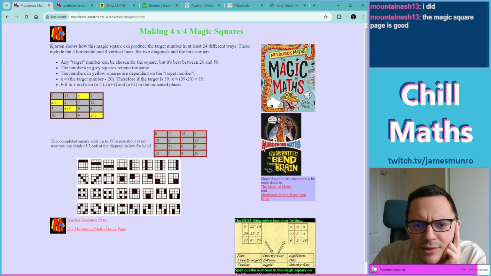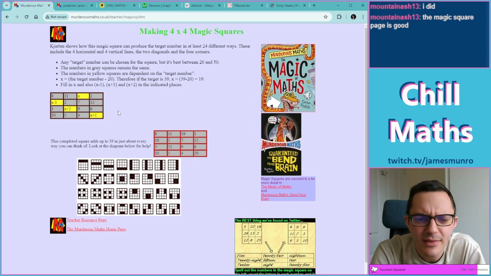same target. Any target number can be chosen for the square. Best between 20 and 15. It's got a variable in it. Numbers in yellow squares are dependent on the target number. Okay. Take off 20 and put it here so that the sums work. There's a degree of freedom left over in this magic square, which is quite nice.